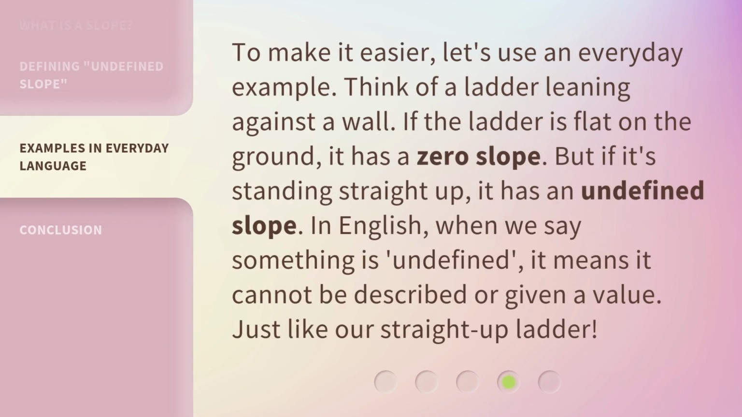To make it easier, let's use an everyday example. Think of a ladder leaning against a wall. If the ladder is flat on the ground, it has a zero slope. But if it's standing straight up, it has an undefined slope. In English, when we say something is undefined, it means it cannot be described or given a value. Just like our straight-up ladder.